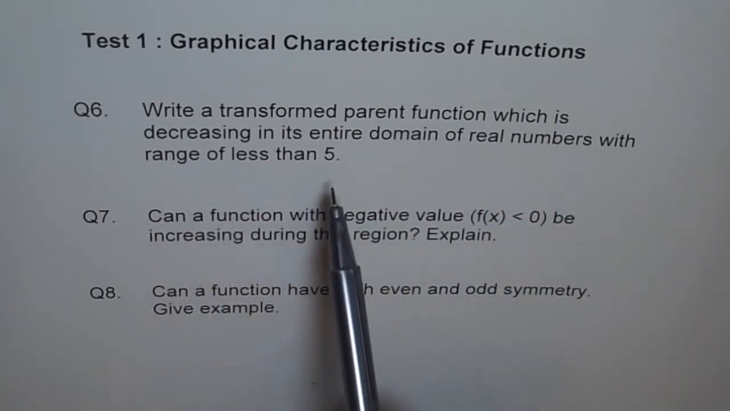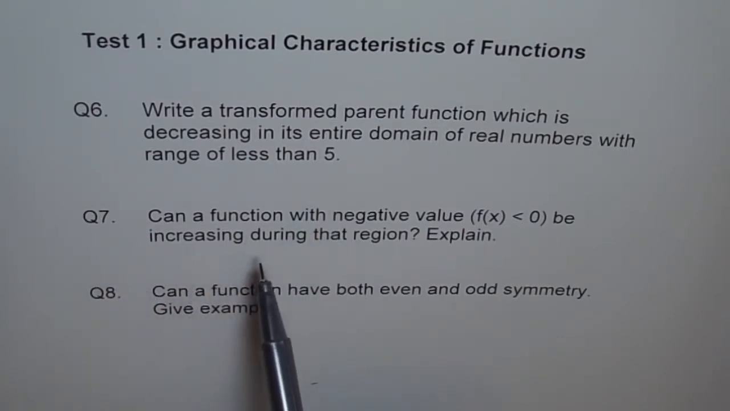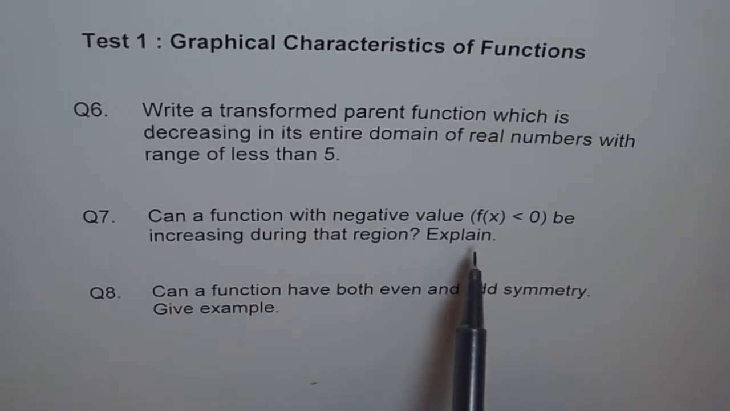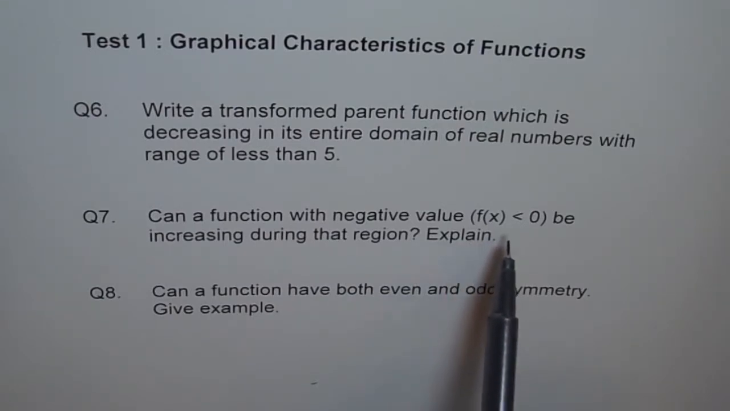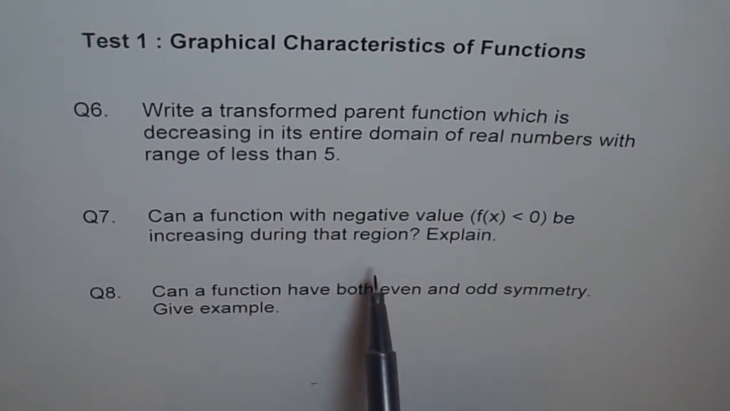of less than 5. Question number 7. Can a function with negative value, that is f of x less than 0, be increasing during that region? Explain. Question 8. Can a function have both even and odd symmetry? Give example. You may write down your answers and then watch the video for suggested answers.